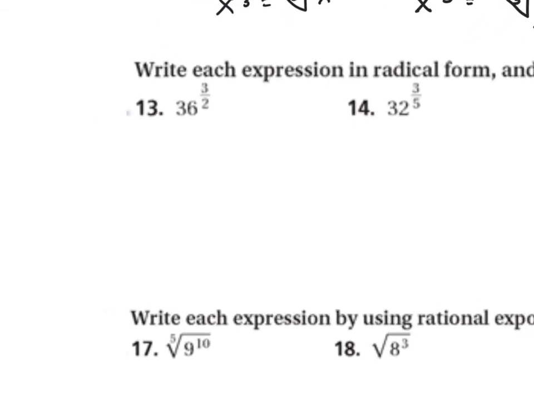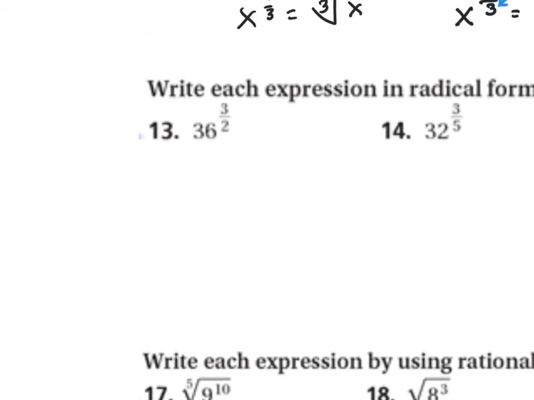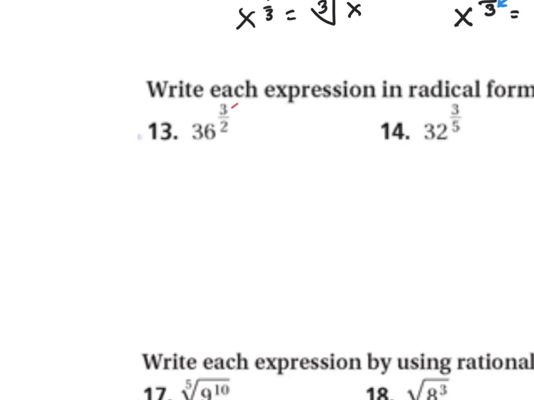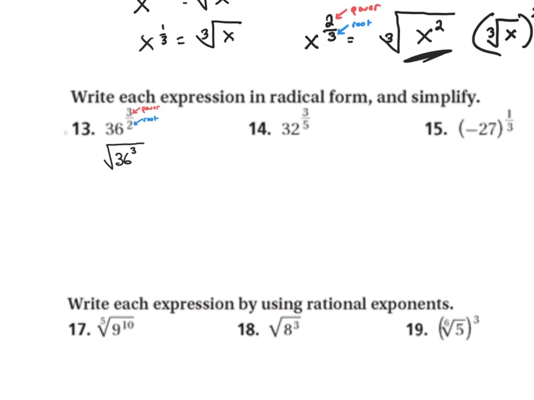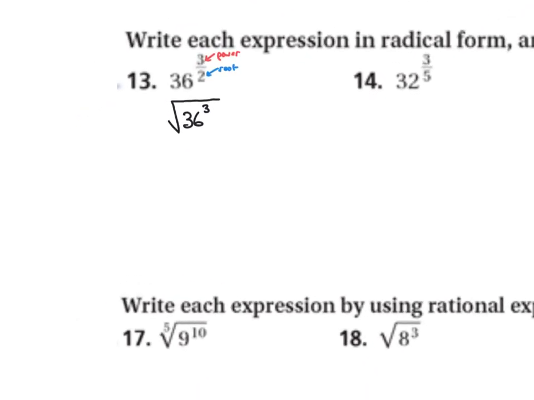All right, so here we go. Write each expression in radical form and simplify. Okay, what do we got? We got power on top, tells us the root on bottom. That's only if it's a fraction, right? So here we go. So we're going to go 36 cubed all under the square root, right? And then from there, we could just simplify it, right? If we wanted to.